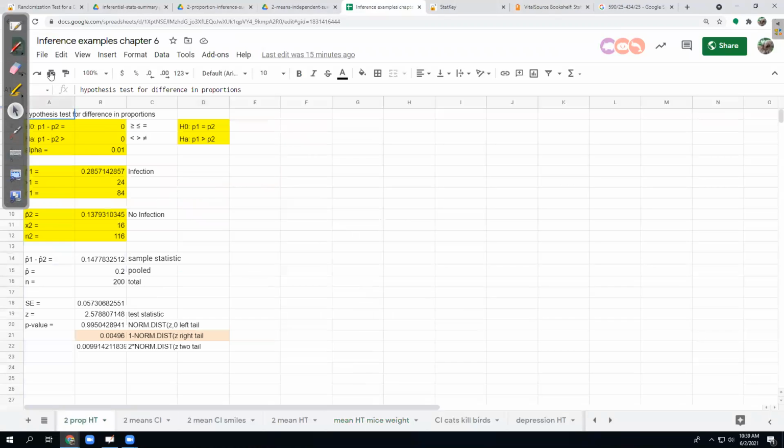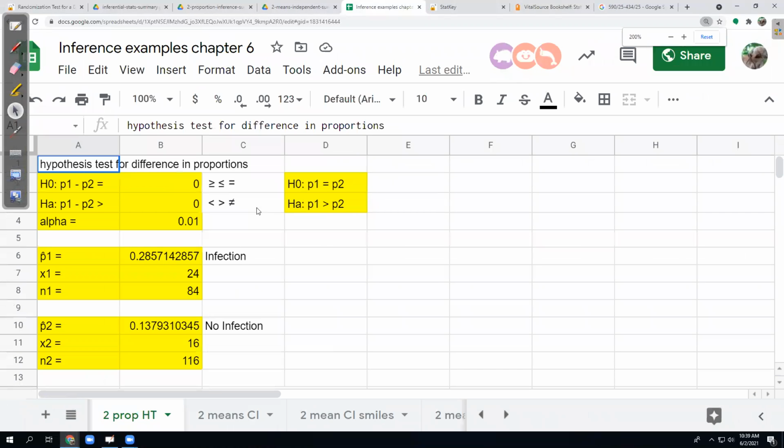So this was, I don't remember which example this was from way back last week. Some days last week seems like such a long time ago. Oh, this was the infection one with a different set of numbers.